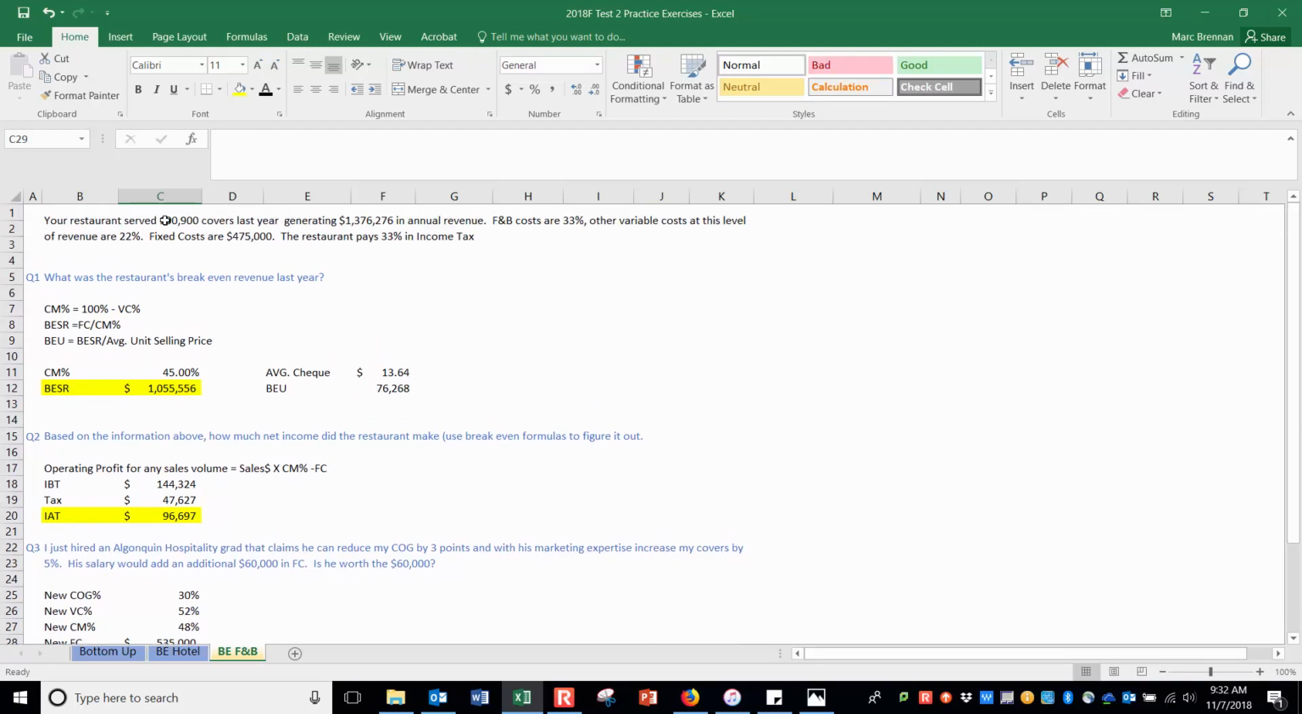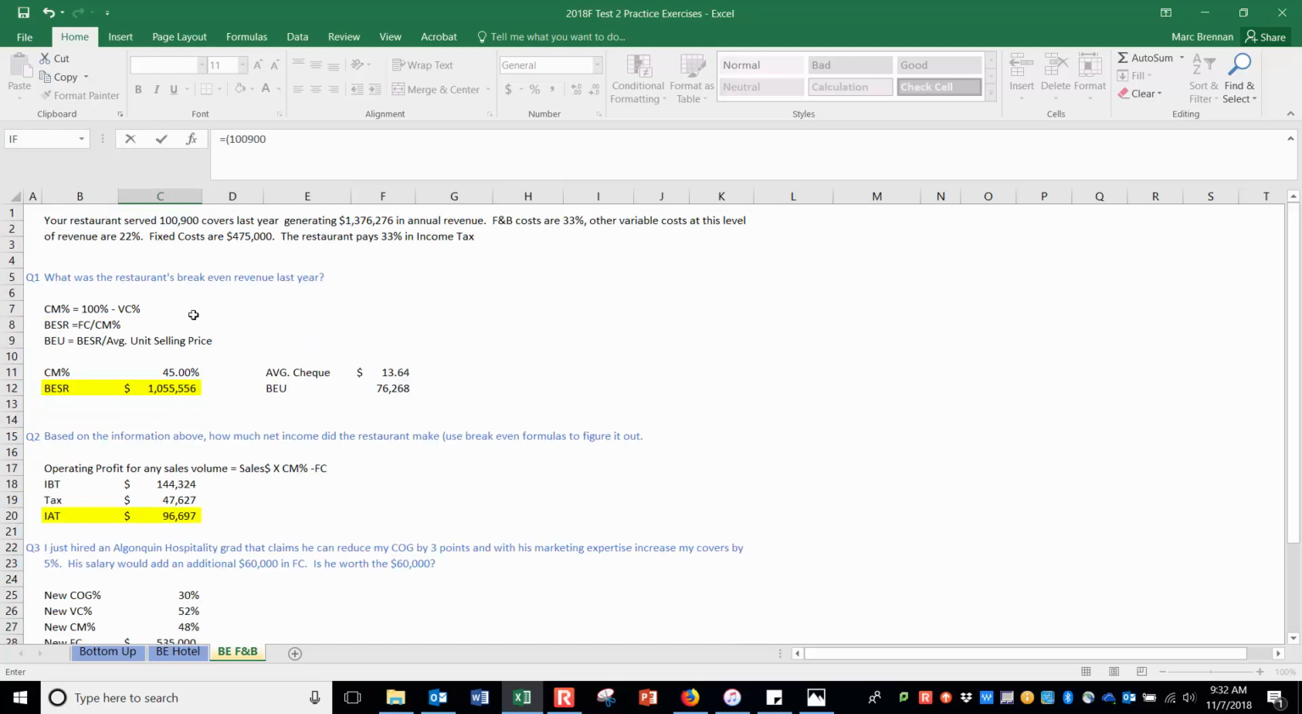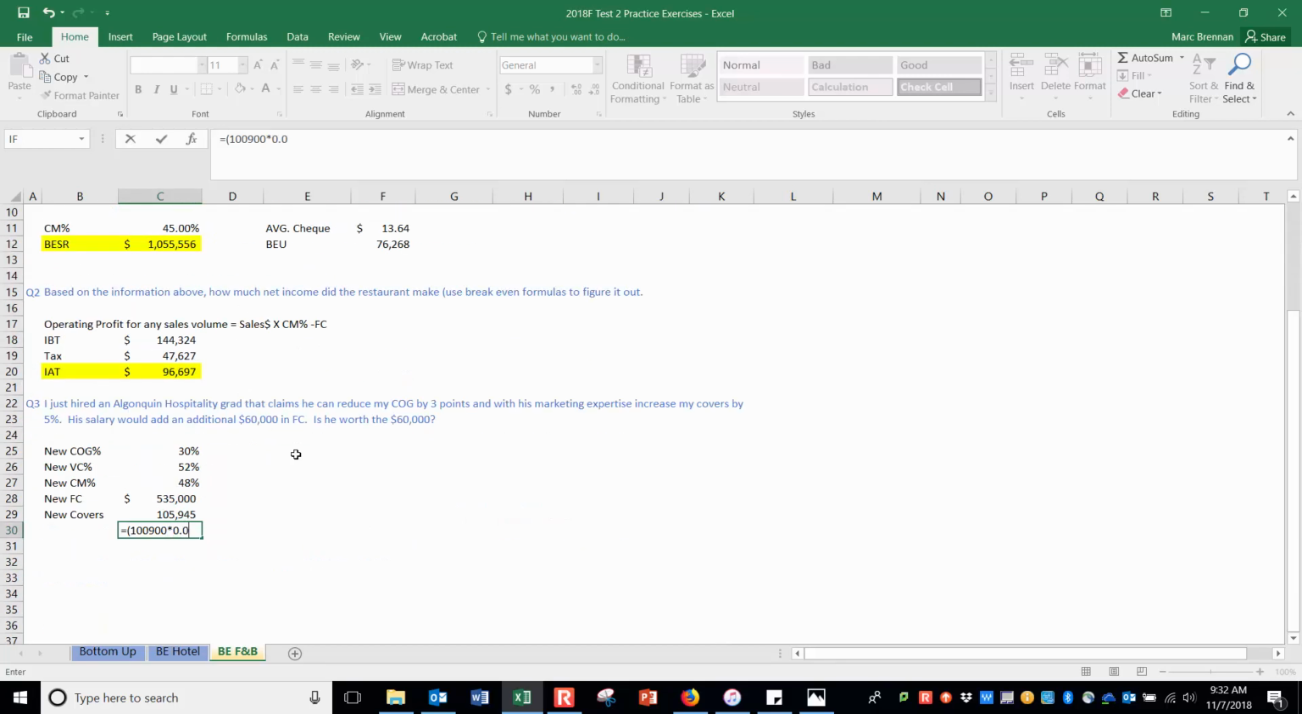Lastly, I'm going to have different covers in this scenario, because this grad's telling me they can increase my covers by 5%. My covers last year were 100,900 covers. If I multiply by 1.05, my new covers are going to be 105,945. Another way of doing this, if you don't feel comfortable with that, would be to first find out what 5% of 100,900 is, 0.05, and then add it back to the 100,900. It's the same result, whichever way we do it. Do whatever feels comfortable for you.